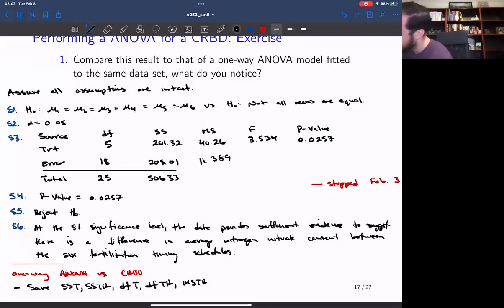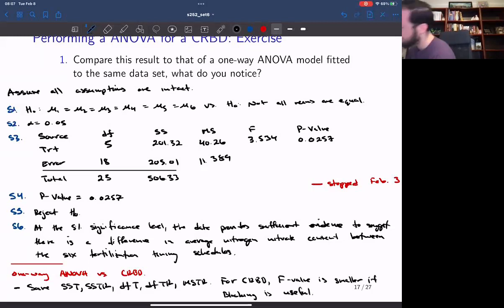And then we would say for CRBD, the F value is smaller if blocking is useful. So if we include the information from the block, this will, as a result, reduce the F value for the treatment effect.